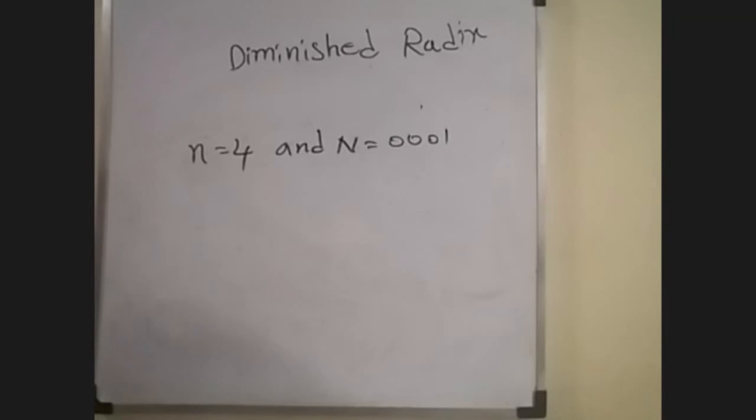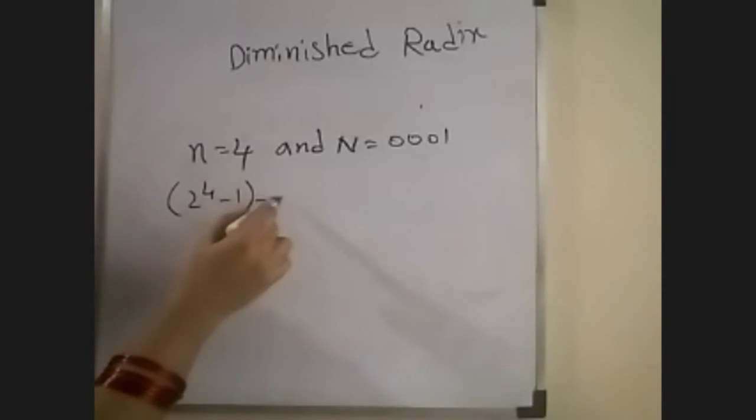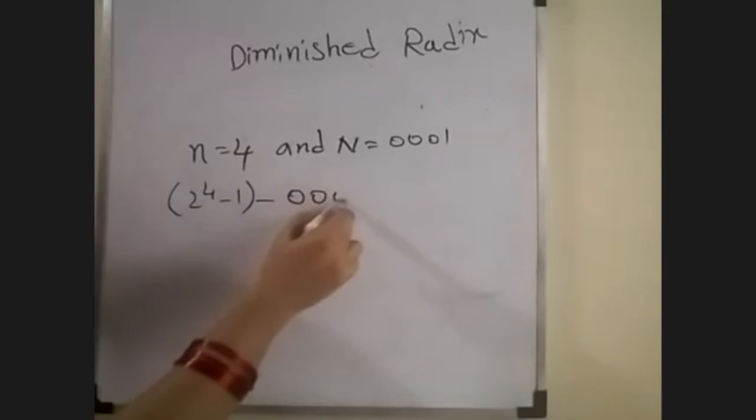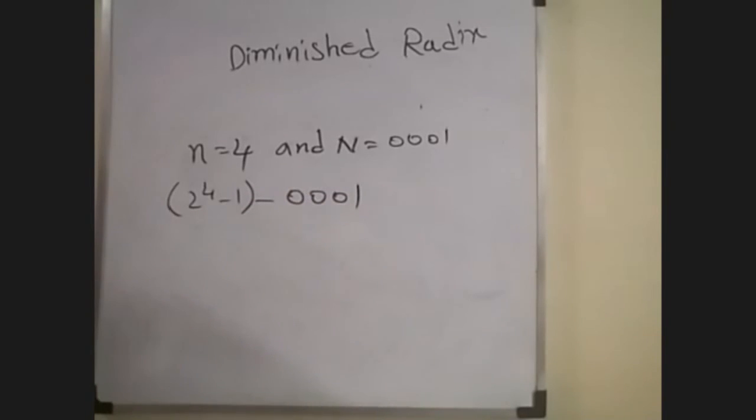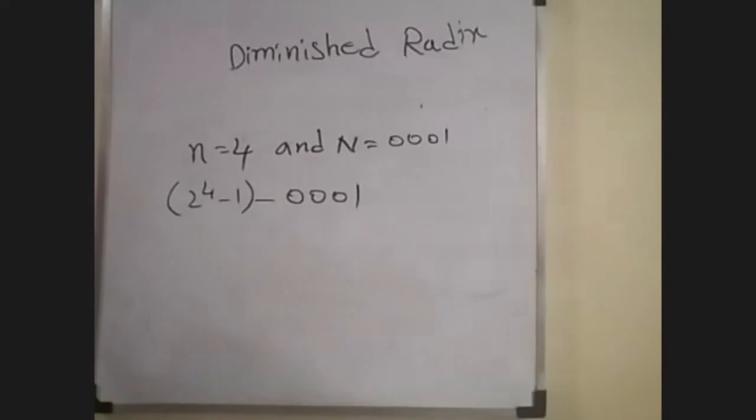So apply the formula: r to the power of n minus 1 minus the number, that is the n value, right? 2 power 4 minus 1 minus 0001. The answer is 14, ma'am.